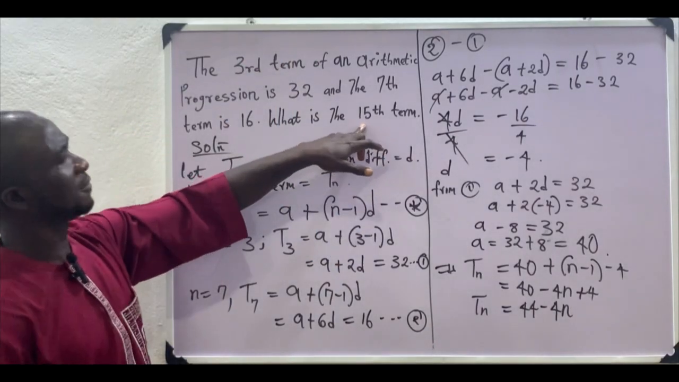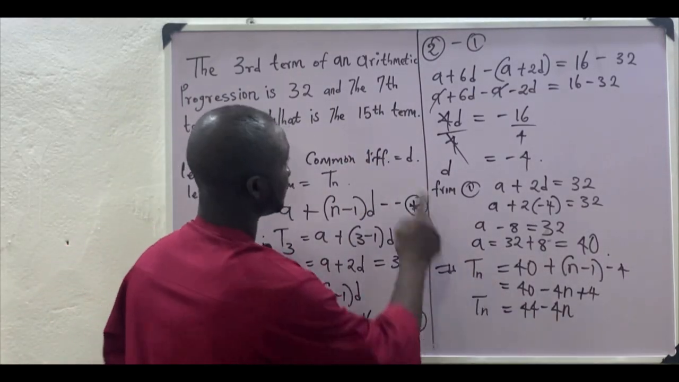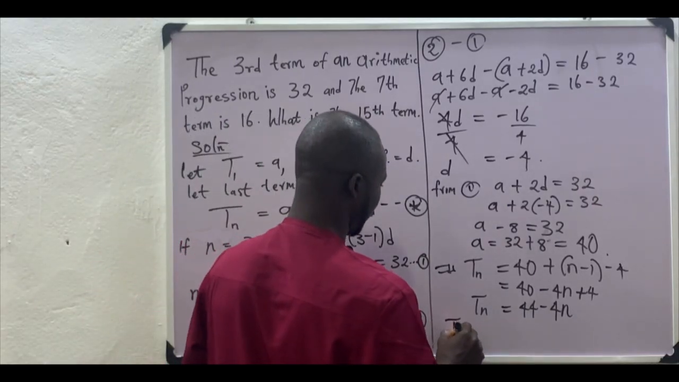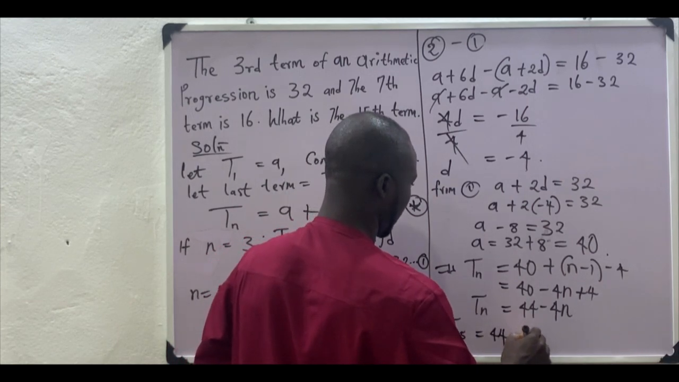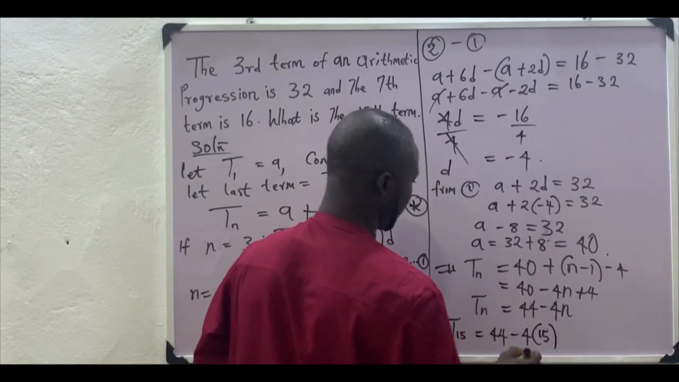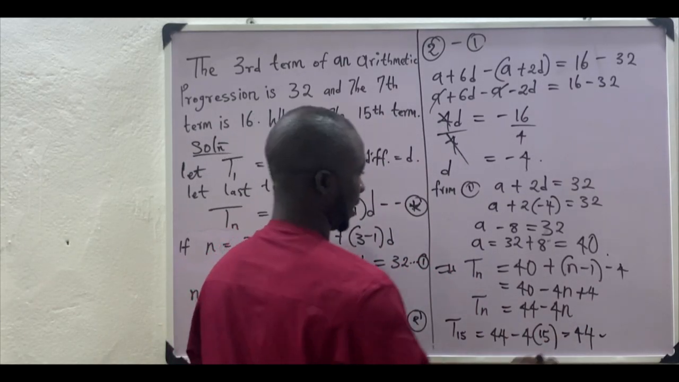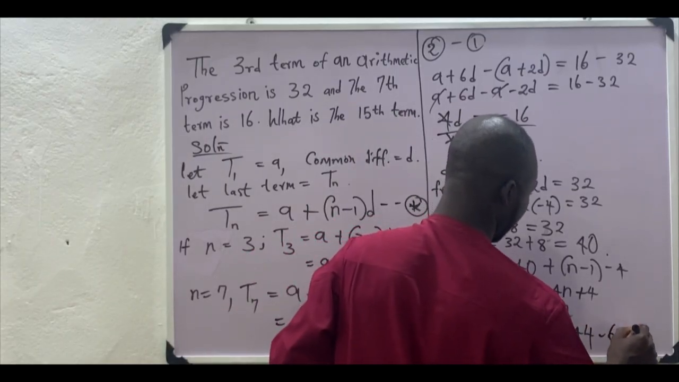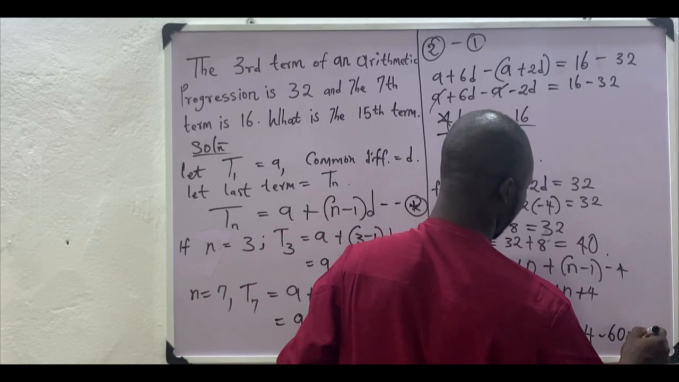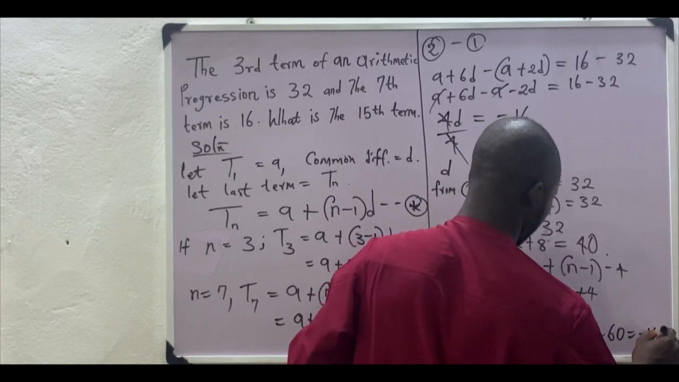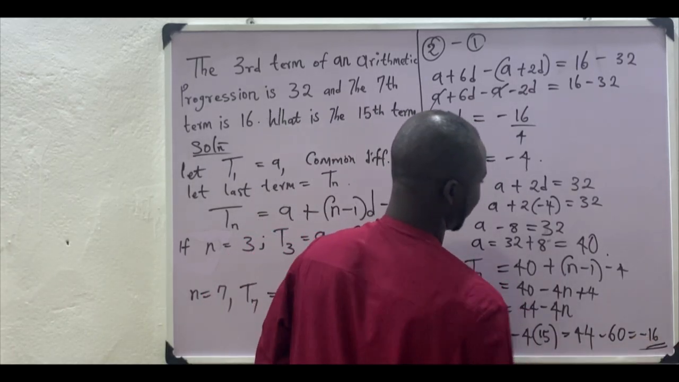The question is for us to obtain the 15th term, that is when n is 15. So if we replace n with 15, we then have that the 15th term, T15, will be the same thing as 44 minus 4 multiplied by 15. And 4 times 15 will give us 60, so this will give us 44 minus 60, which will eventually give us minus 16. And so T15 is equal to minus 16.